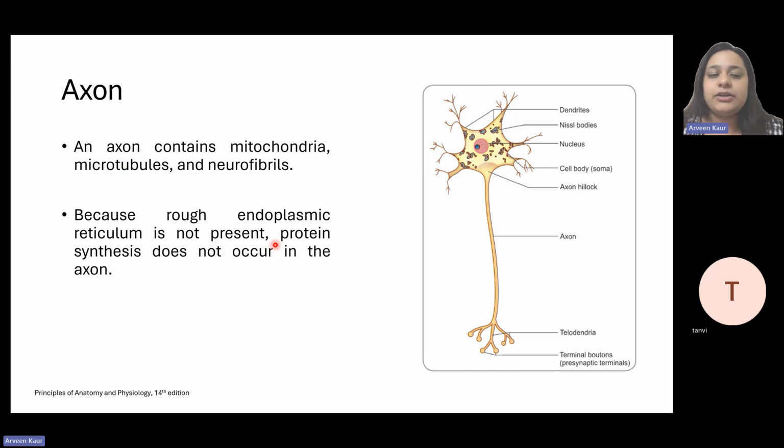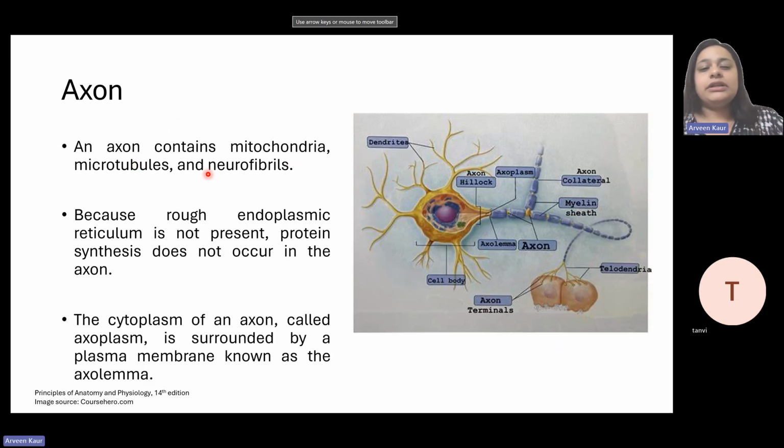Because rough endoplasmic reticulum is not present, protein synthesis does not occur in the hillock, right? So Nissl bodies and all are not present over here; they are present only in the cell body. This part does not have any RER, so it does not have any protein synthesis, right? The mitochondria that are present are only responsible for propagation, helping in producing the ATP that will help in propagating the signal. That is its only function. So, an axon contains mitochondria, microtubules, and neurofibrils.